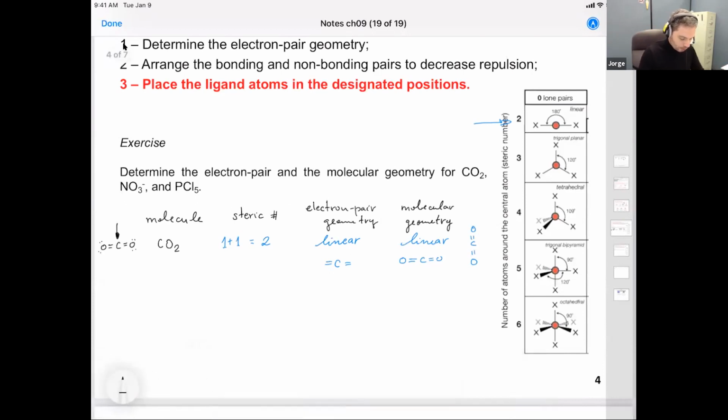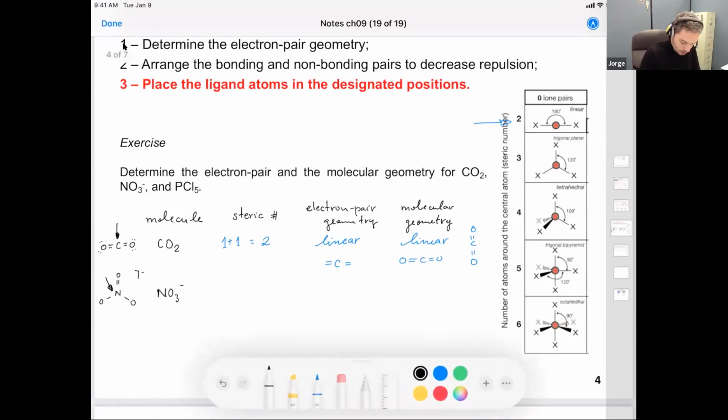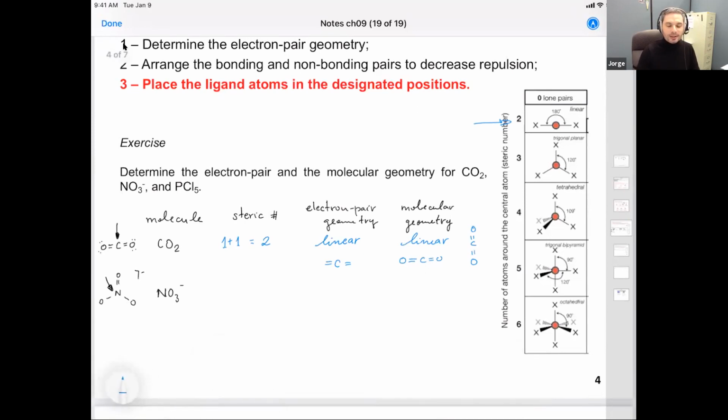Okay, so now let's move on to nitrate. Lewis structure for nitrate. We have a double bond at the top, two single bonds on the left and on the right. Okay, so again, we are interested in the central atom, so we are going to look at the central atom. We already determined the steric number for nitrate. It's going to be 1 plus 1 for the single bonds, plus 1 for the double bond, which gives us a steric number equals 3. So we are looking at everything around the nitrogen: 2 single bonds, 1 double bond.